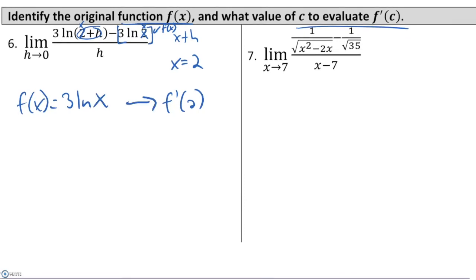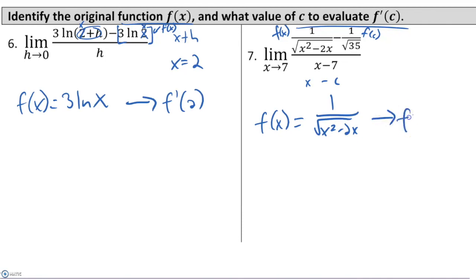And the final example, the limit as x goes to 7 of 1 over square root of x squared minus 2x minus 1 over square root of 35 all over x minus 7. Well, that's got to make us think that I'm using my alternate form, f of x minus f of c all over x minus c. So it's very easy to spot the original function in this problem. It's 1 over square root of x squared minus 2x. And it's even easier to spot the c value because it's not only part of the limit, it's right there in the denominator. We are looking for f prime of 7.